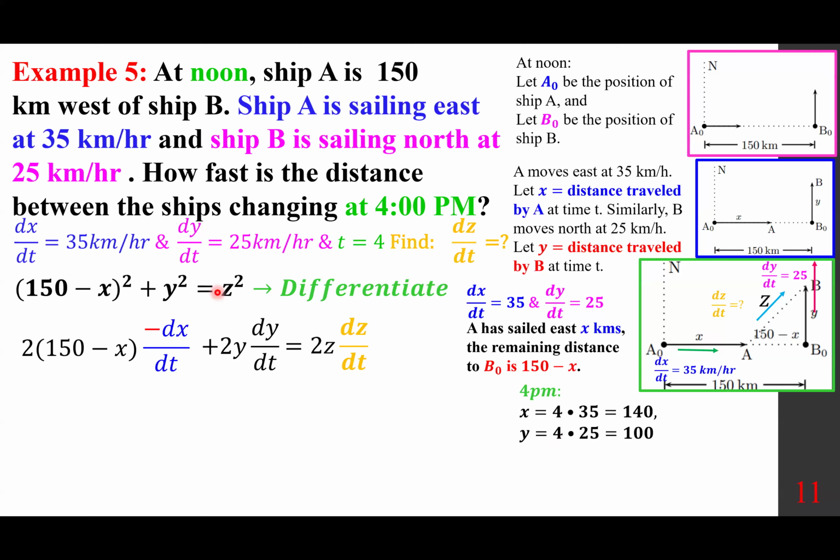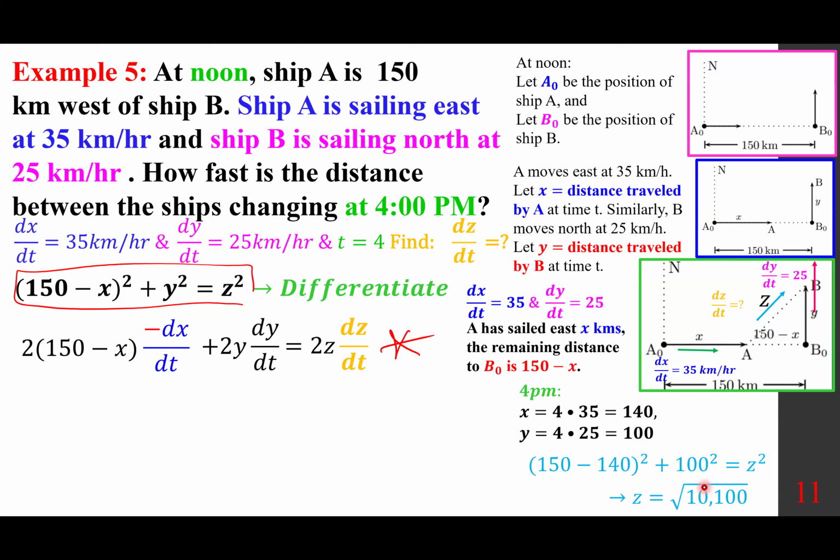And so putting it into this, we can also find the value of z, and then we plug it into this one. So 150 minus x, that means 150 minus 140, quantity squared, plus y squared, that means 100 squared, is equal to z squared. This is obviously 10. When you square it, you get 100. This is 10,000. They add up to 10,100. So z must be the square root of 10,100 precisely. The intermediate steps must be precise, everybody, so put the precise answer.